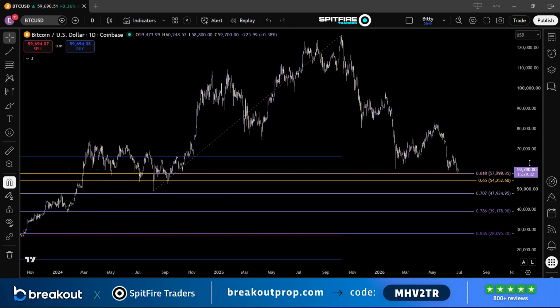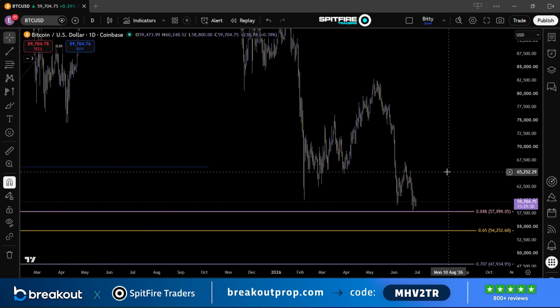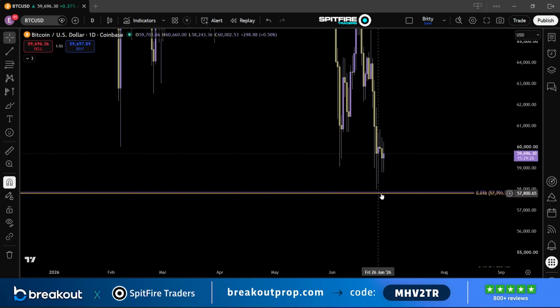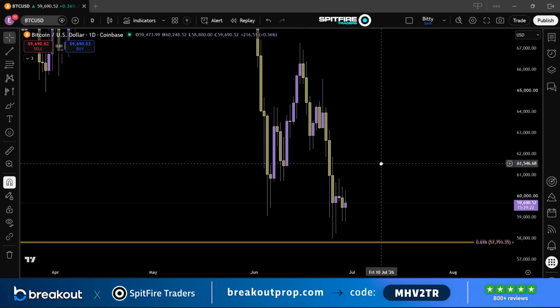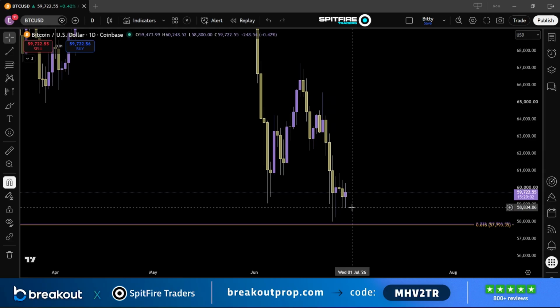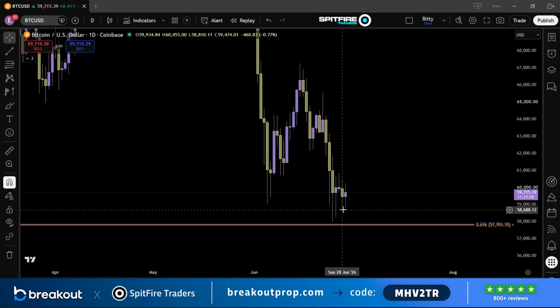But if we zoom in, we didn't tag either the golden pocket or 0.886. We have a slight front run. And even though the drop down was pretty aggressive and we had lots of stops here, I'm not confident yet that this is the low.